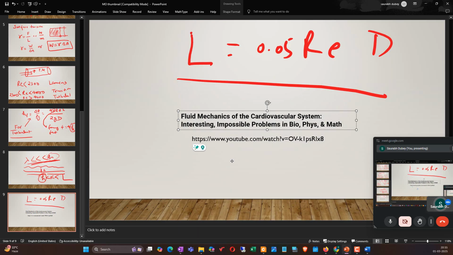Okay, so this is the link. Fluid mechanics of the cardiovascular system: interesting, impossible problems in the biophysics and maths, right?